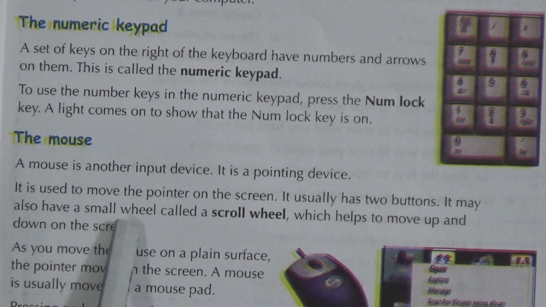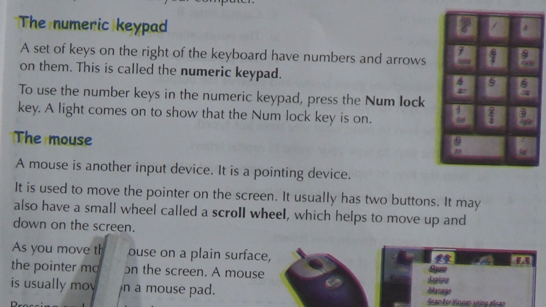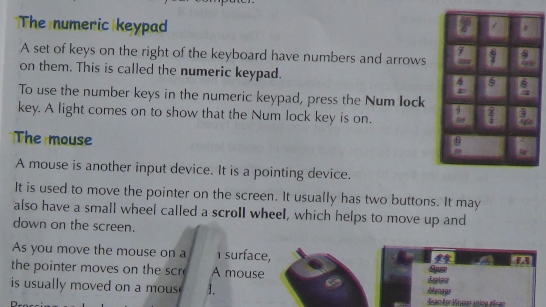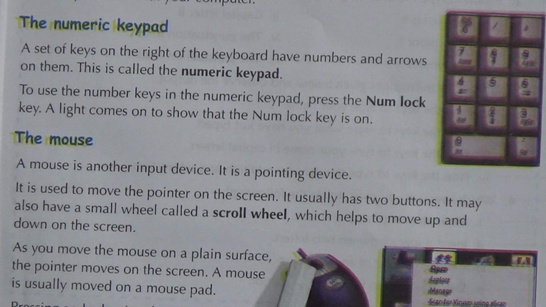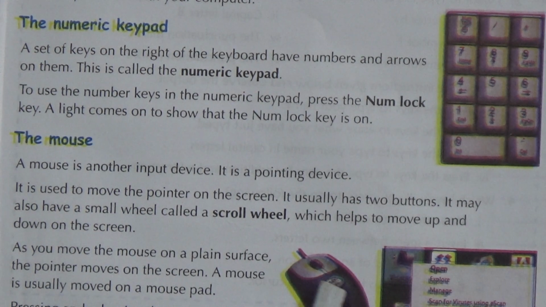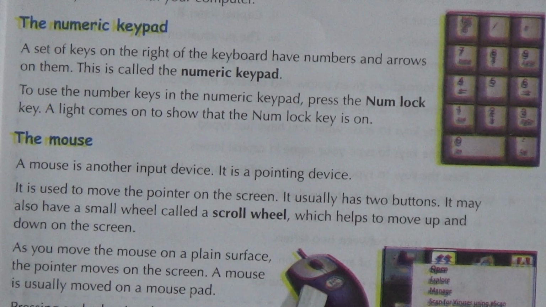It may also have a small wheel called a scroll wheel, which helps to move up and down on the screen. So the scroll wheel, you see in the picture, between the two buttons, there is a black round wheel. This is called the scroll wheel. It can be moved and you can move up and down on the screen with that wheel.